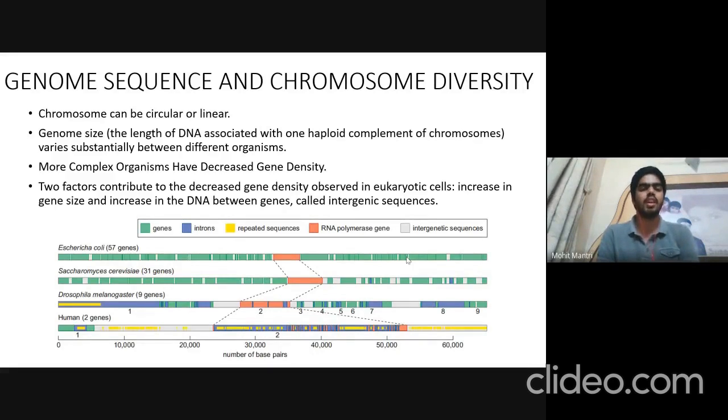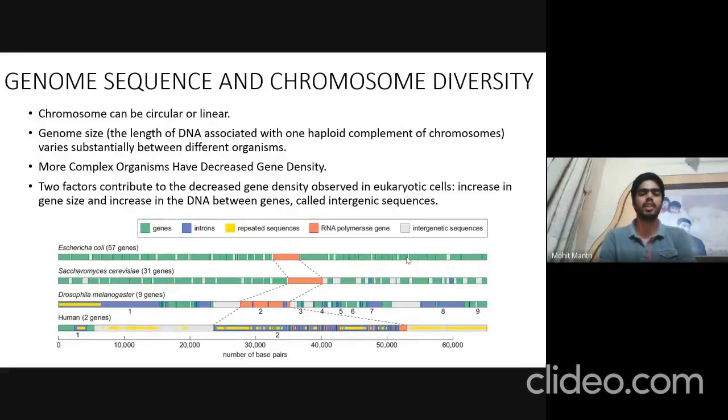For example, in case of circular chromosome, it requires topoisomerase to separate daughter molecules after replication of DNA, because both the daughter molecules are linked to each other. And in case of linear chromosome, usually the ends of linear eukaryotic chromosome need to be protected from DNA degrading enzymes.